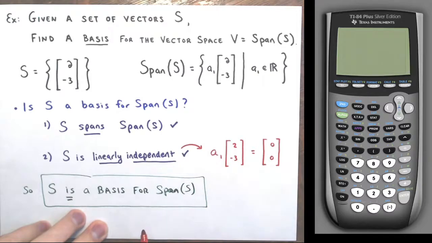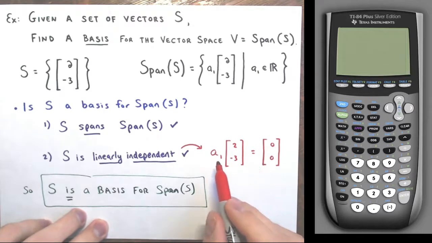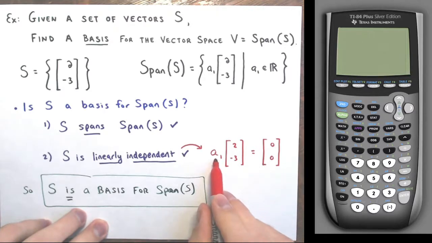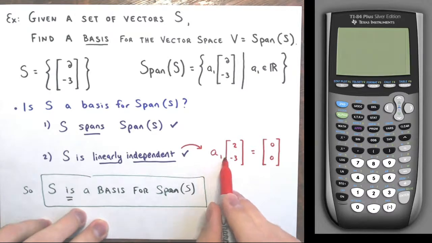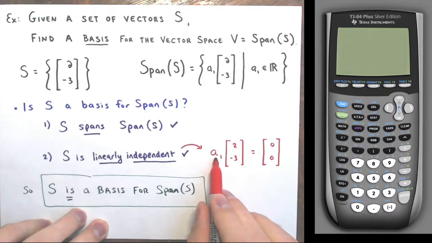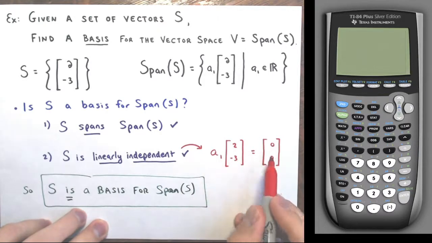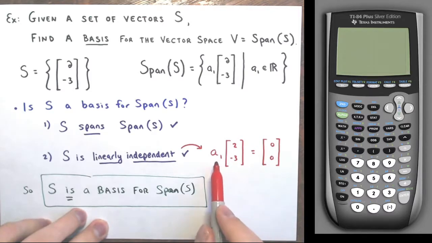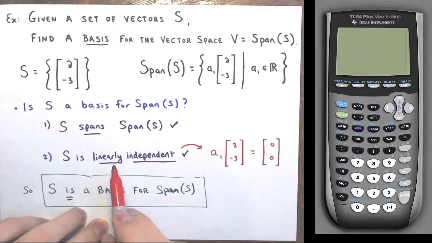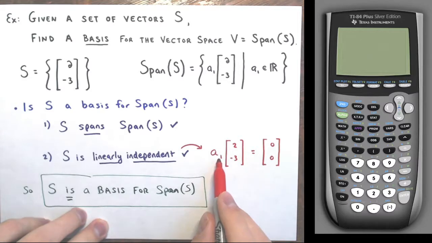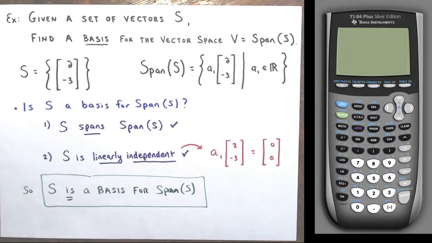And if this equation has only the trivial solution, where all the scalars, which in this case is just a1, are 0, that's called the trivial solution, because that's an obvious solution. If I put 0 times (2, -3), I'm going to get the 0 vector back. If that's the only solution, then the set is linearly independent. And if there were other, non-trivial solutions, where not all of the scalars were 0, then the set was linearly dependent.